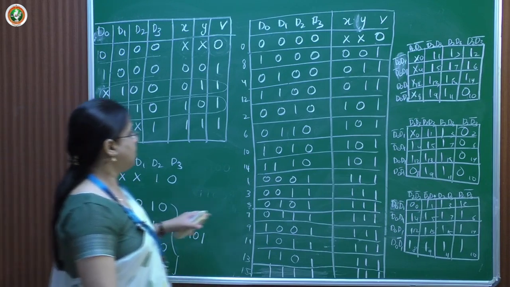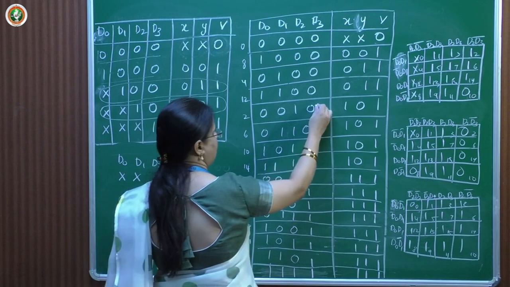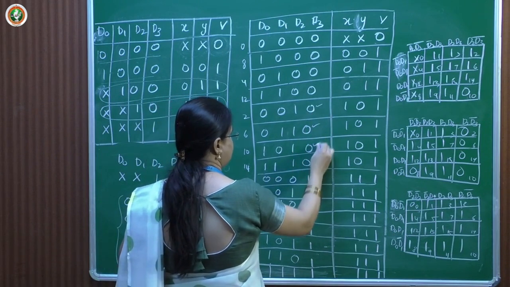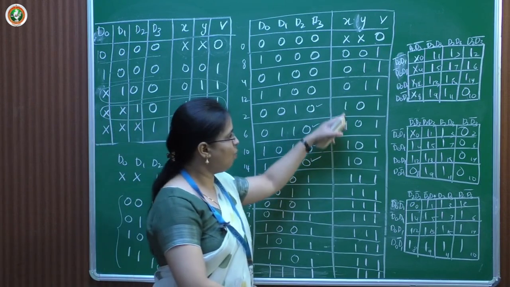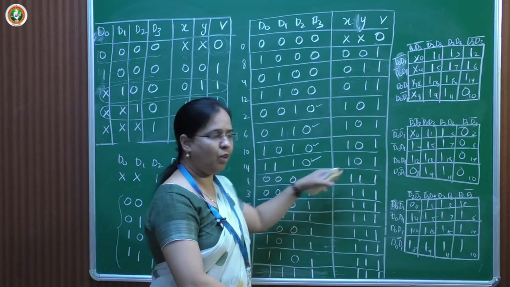So I have made the same entries in this truth table. You can see 0010, that is this one, this one, this one, and this one. For all of them, what is the output I have entered? 101. Okay. I hope it is clear.